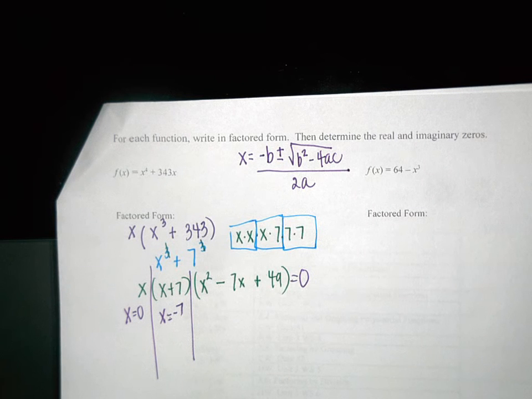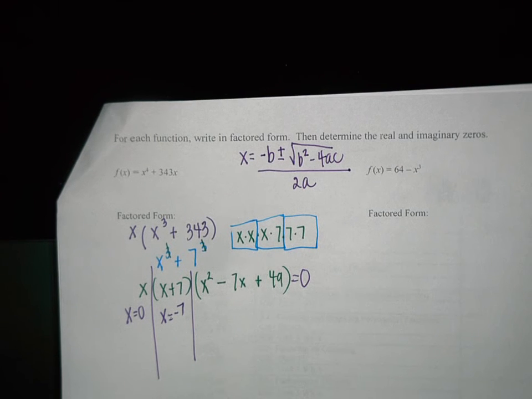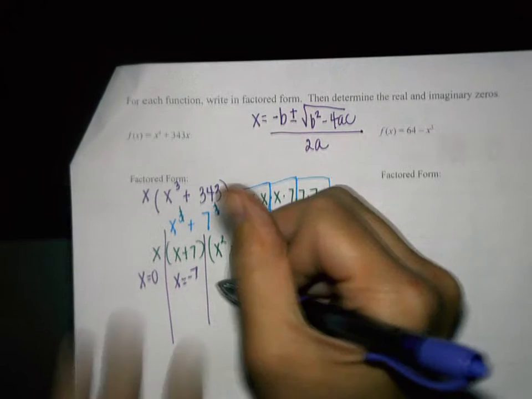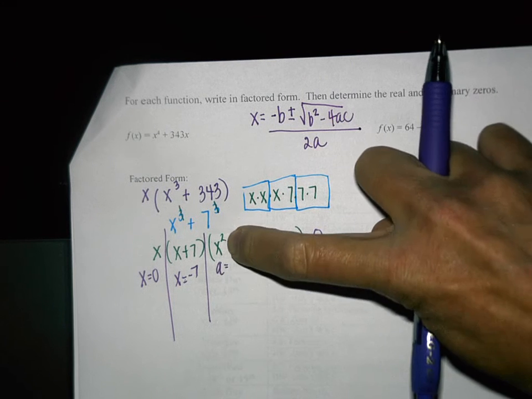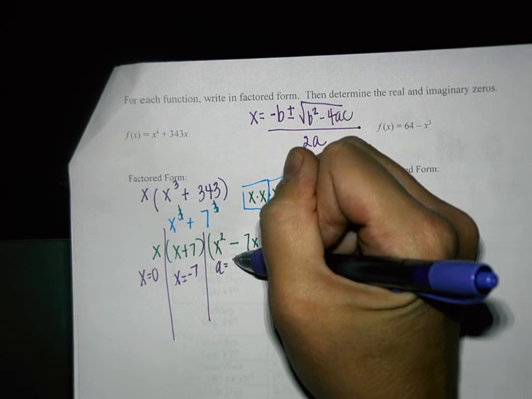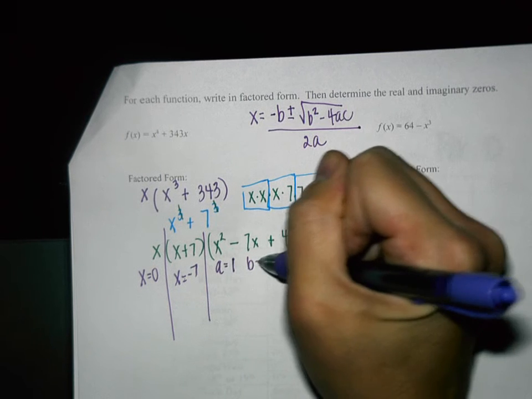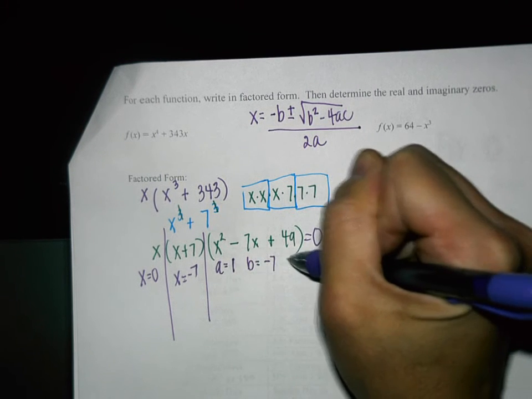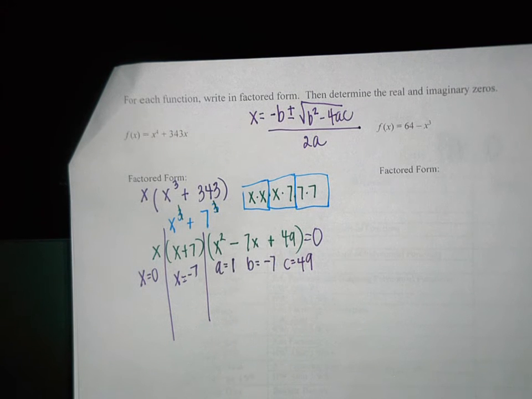Okay, but back to the problem. What are my A, B, and C values? Okay, just the values in front. So A always goes with your x squared term. What coefficient is in front of the x squared? 1. What is B? 7. Good. And what is C? Awesome. Okay, so now we're going to take that information and plug it into the quadratic formula and see what happens.